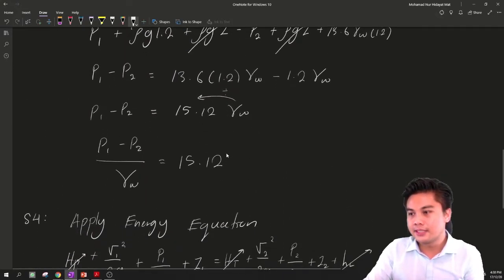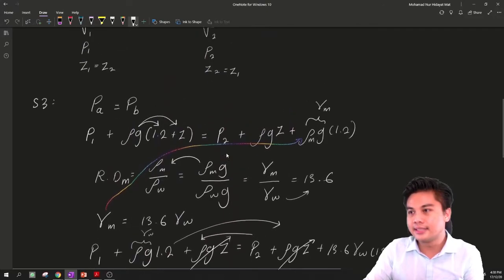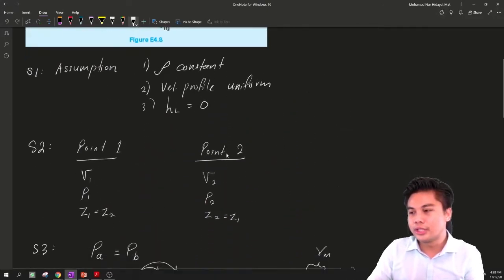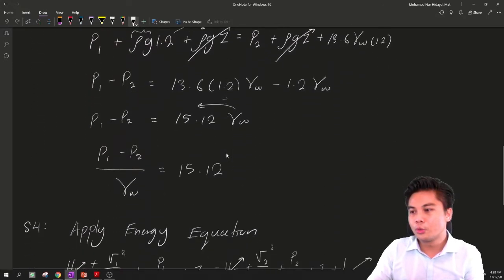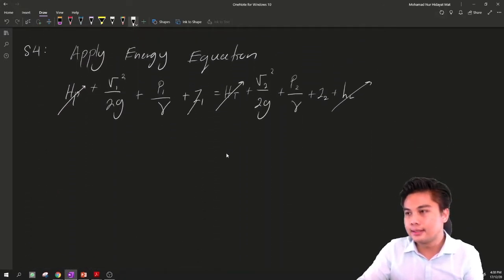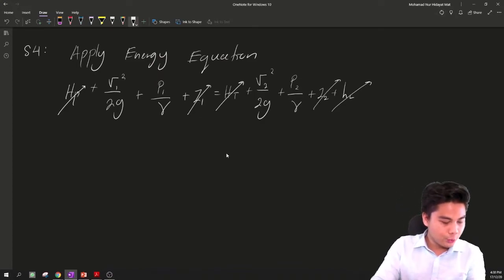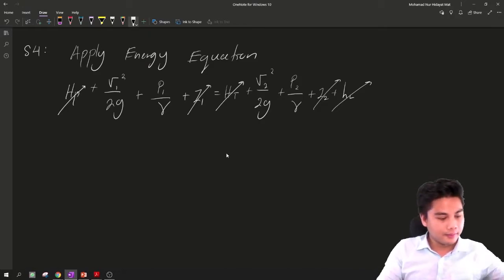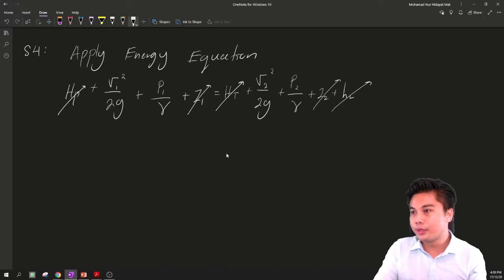Head due to elevation, Z1 and Z2, is the same. Remember our point 1, Z1 is equal to Z2. So we can cancel. It's not 0. We cancel this one. So we rearrange the equation. Alright, we rearrange the equation here.